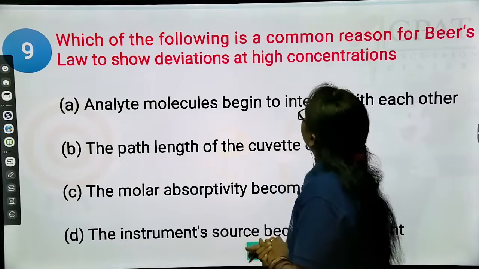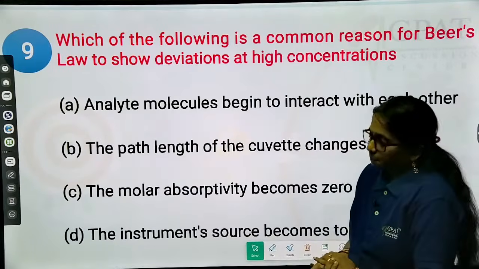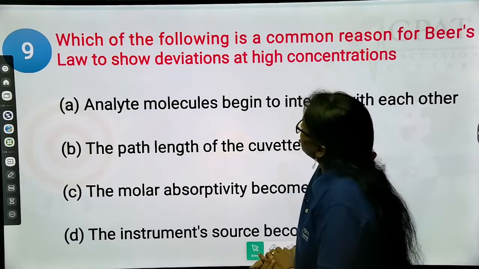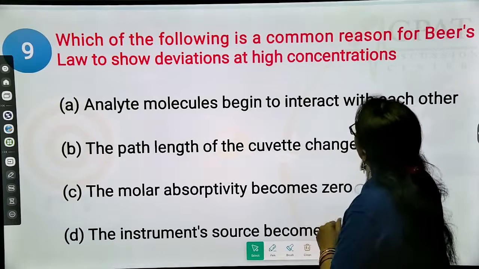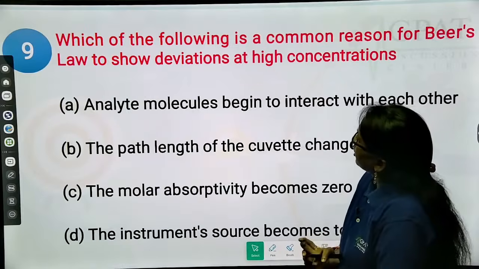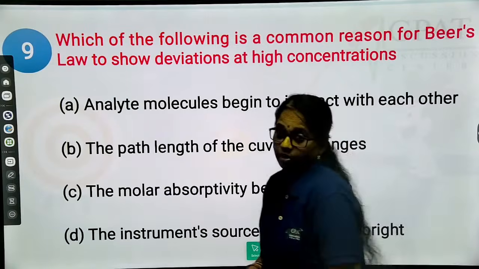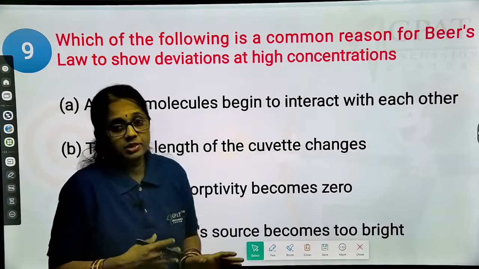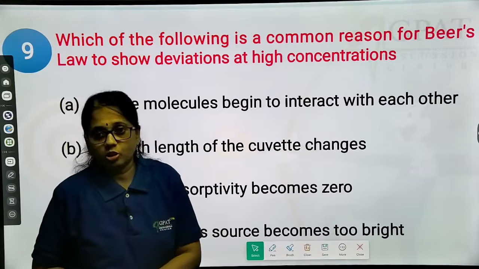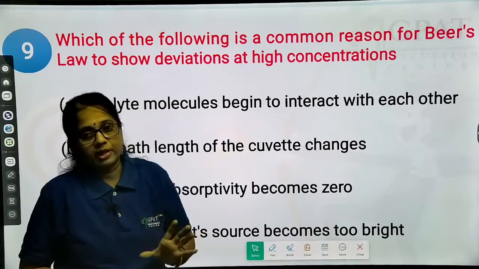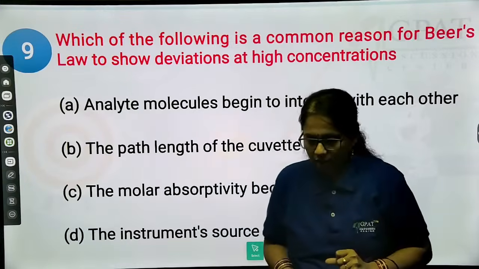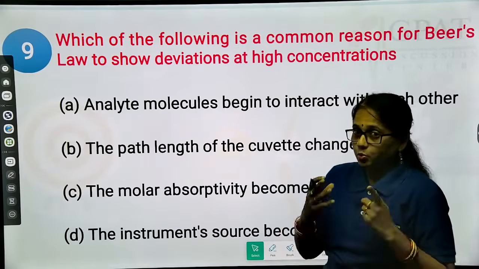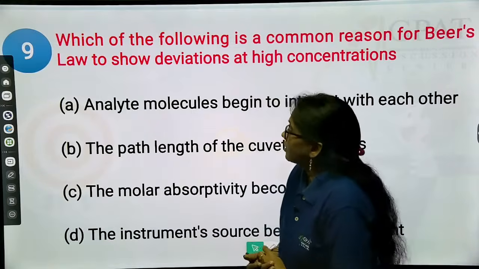Next, which of the following is a common reason for the Beer's law to show deviations at high concentrations? Which of the following is a common reason for Beer's law to show deviations at high concentrations? So Beer's law, already we have discussed that A is directly proportional to the concentration, but to some extent only. At high concentrations, it is going to deviate. What is the reason behind it? This one already we have discussed in the live class also.